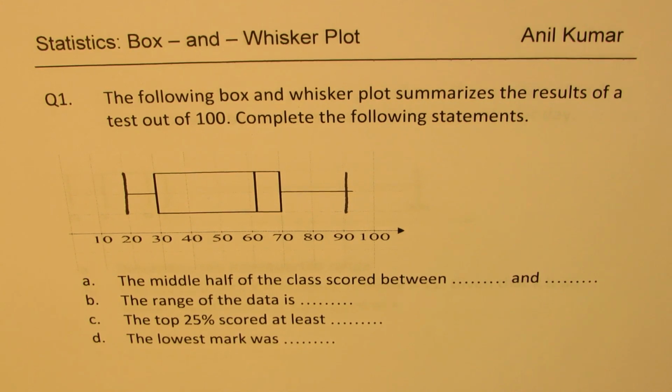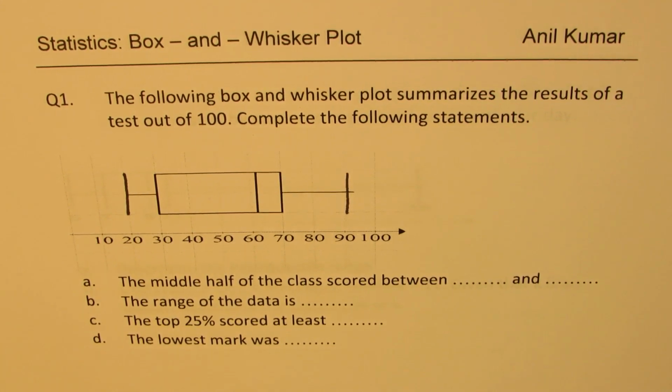Question number 1. The following box and whisker plot summarizes the results of a test out of 100. Complete the following statements. A. The middle half of the class scored between dash and dash. B. The range of the data is what? C. The top 25% scored at least how much? And D. The lowest mark was what? You can directly read the information and write your answer.